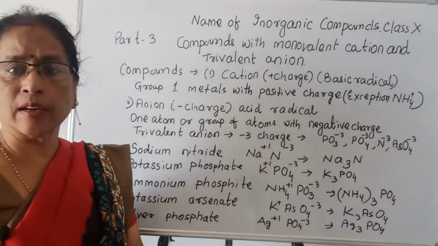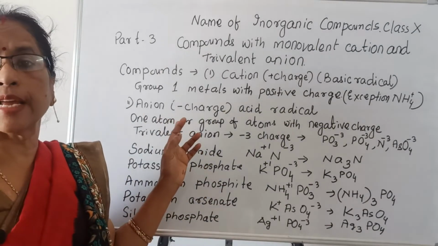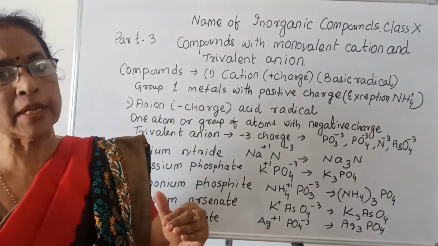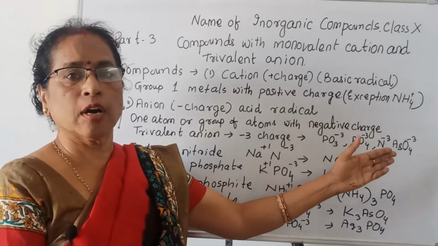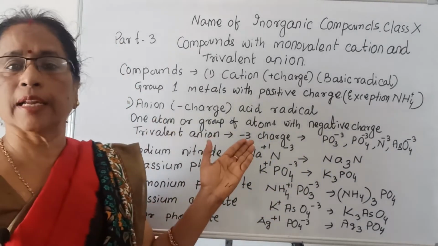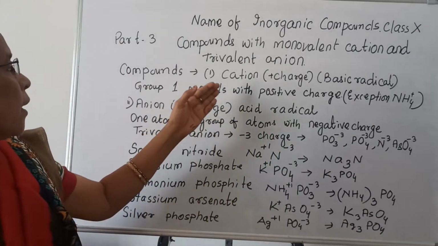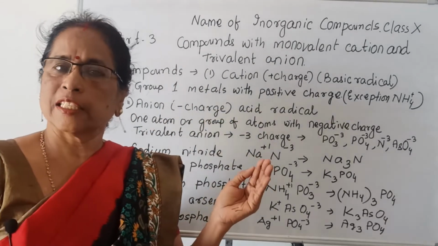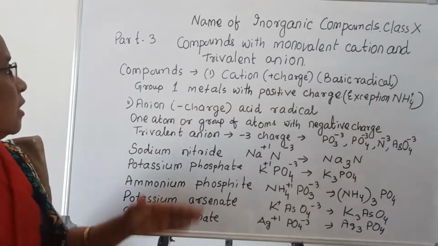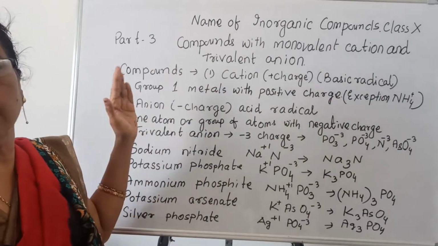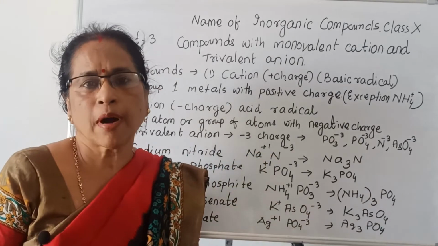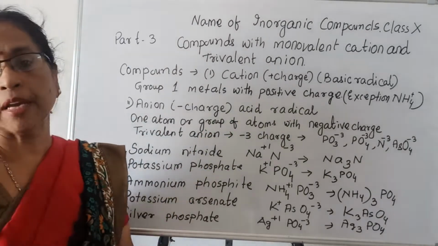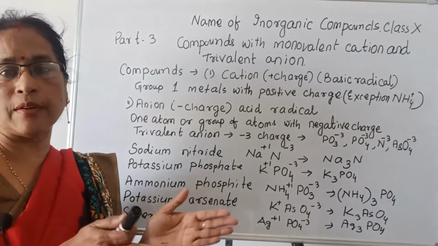And trivalent anion. What is a trivalent anion? Anion means negative charge, and trivalent means three negative charges, that is called a trivalent anion. So you can say cation is positive charge, basic radical. Anion is negative charge, acid radical. This cation is positive, anion is negative. When both combine and form an inorganic compound, that is called naming of inorganic compounds. And how will they combine?